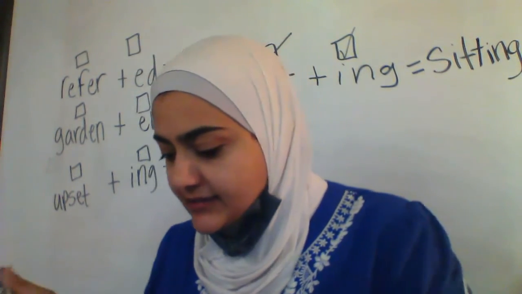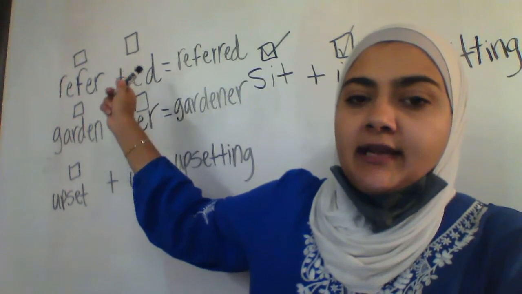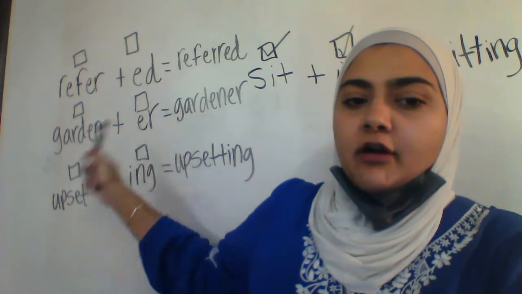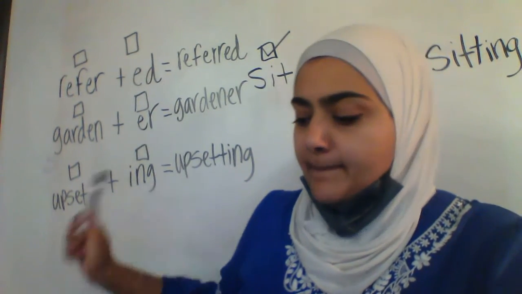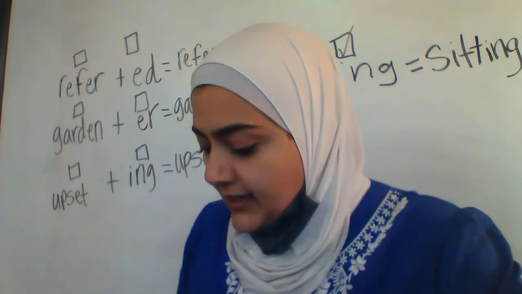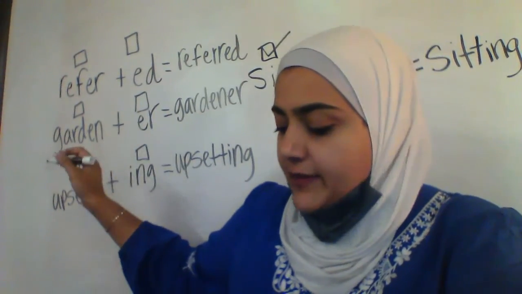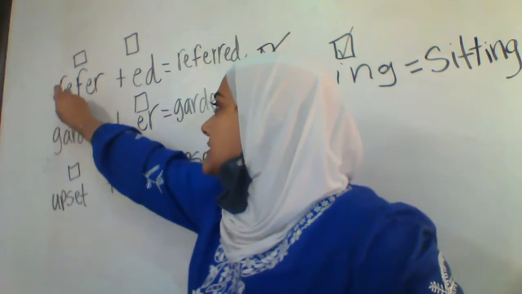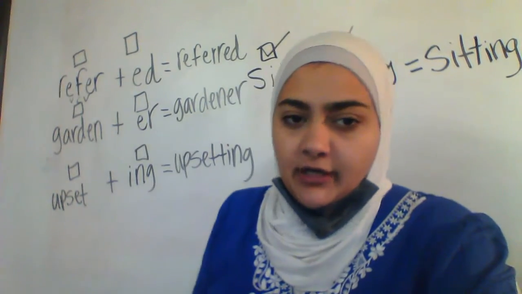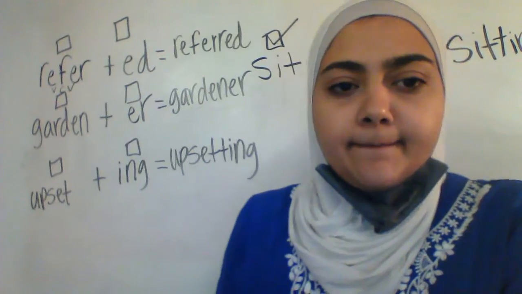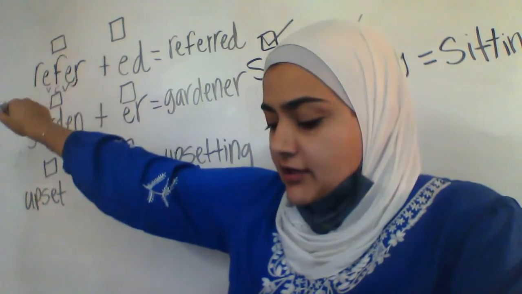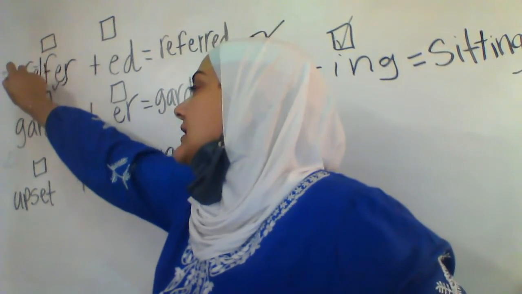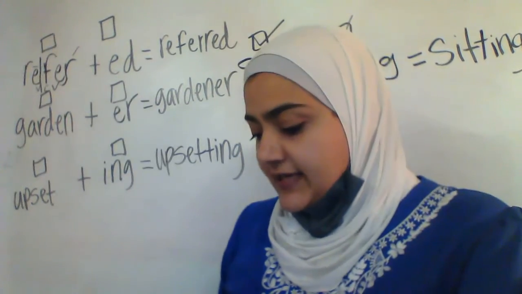All right, so let's look at these words. I have refer, and then Ed makes what? Referred. Garden, er makes gardener. Upset, ing makes upsetting. Excellent job. Let's code that root word, refer. How do I code refer? Where's the V? Is it VCCV or VCV? VCV. Do you agree? Yes. Okay, what else do I have here? ER. Combination ER. Good catch, Dustin. And then the division line goes here. This is refer. The E has a macron because it's long. And the accent goes at the end.